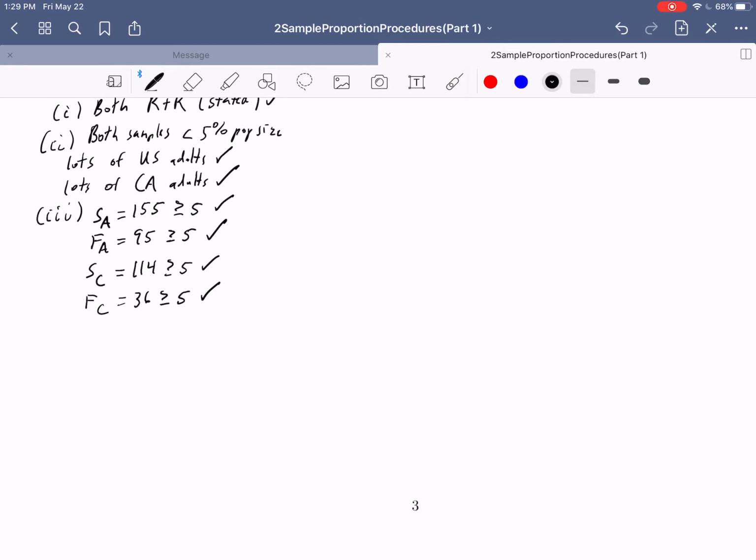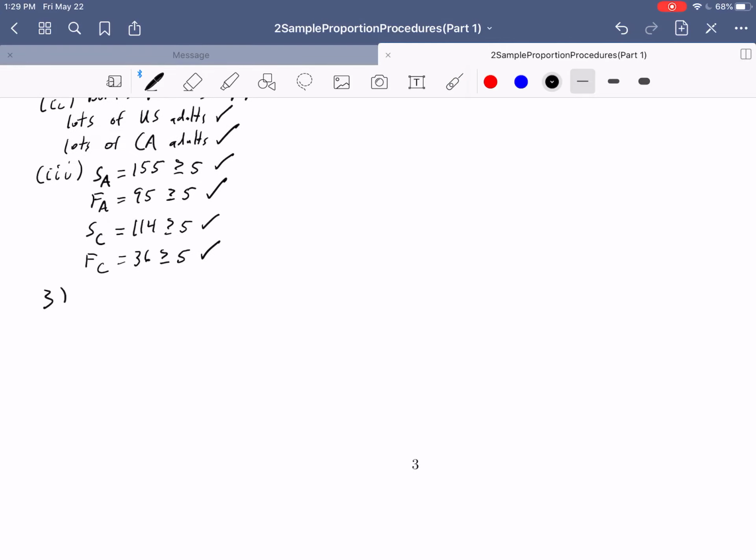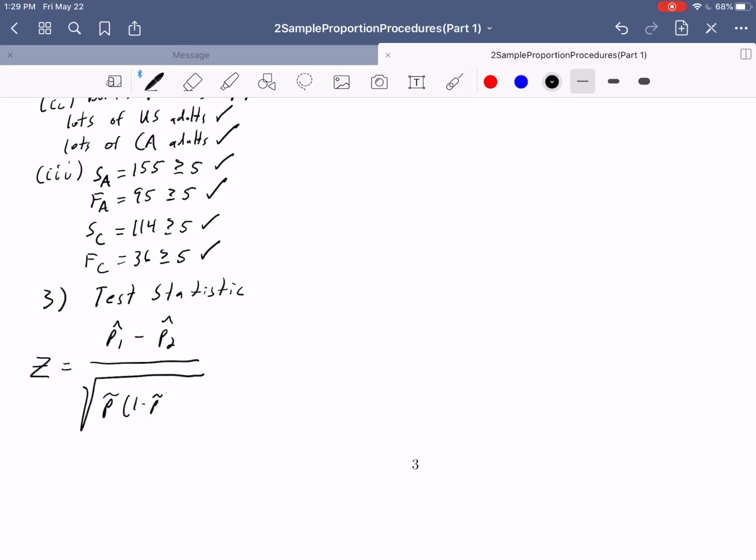All right, we're now ready to go ahead and do our test statistic here. Our test statistic is going to be z equals p1 hat minus p2 hat, divided by the square root of p tilde times 1 minus p tilde, times 1 over n1 plus 1 over n2.